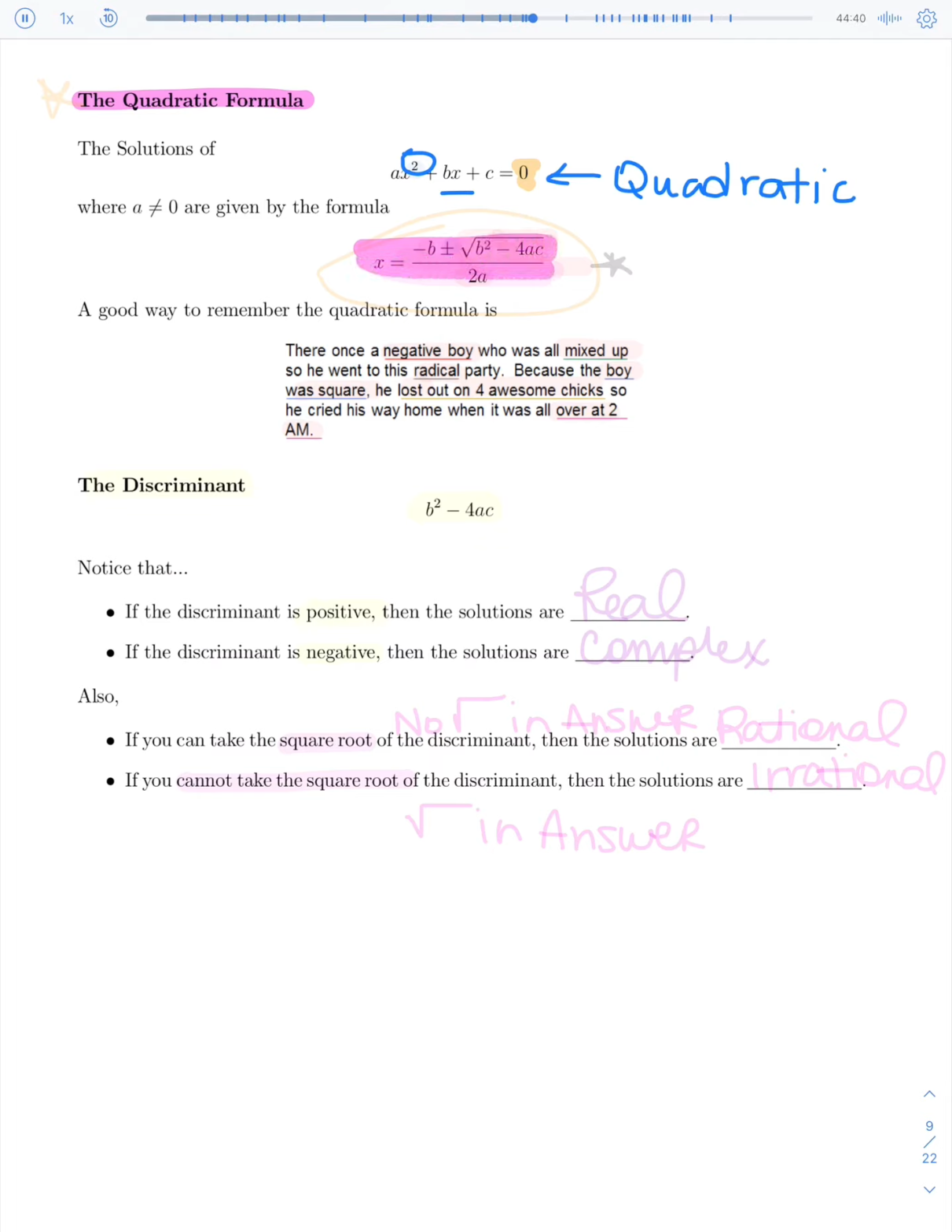It's x equals negative b plus or minus. Do not forget the plus or minus. The plus or minus here makes sure that we get our two answers because it's squared. Again, we might get two of the same answer, but we still are technically getting two answers. So plus or minus the square root of b squared minus 4ac all over 2a.